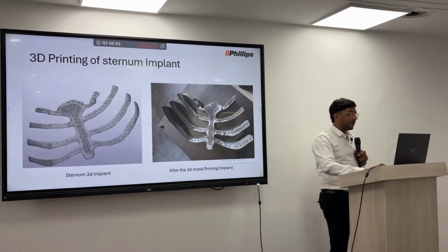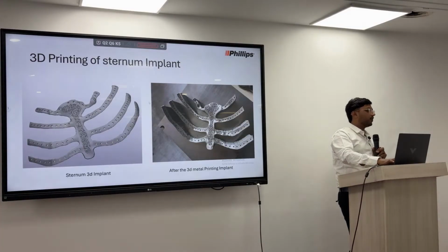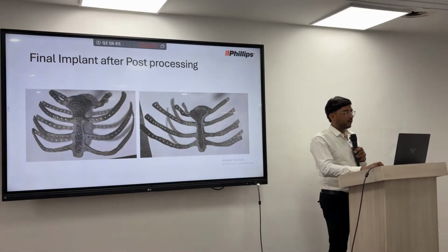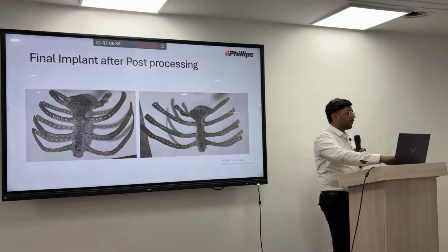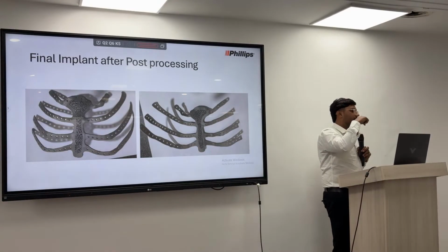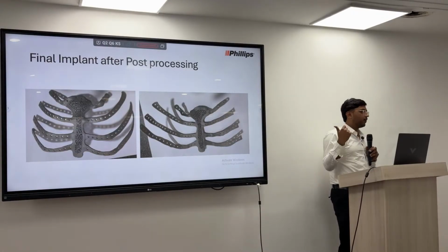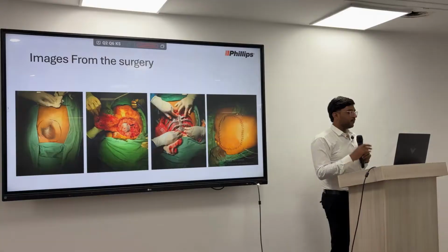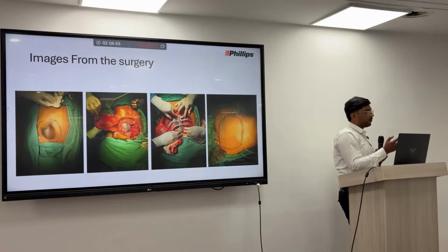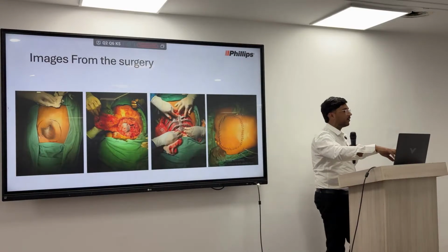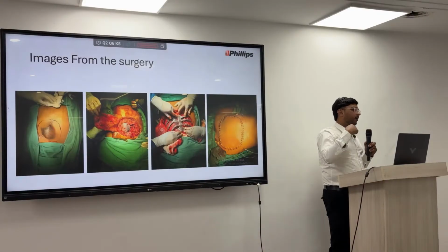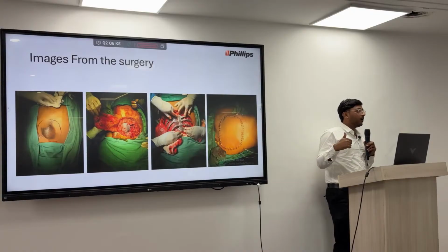So we printed that centrum implant. So you can see there's a lattice structure over there, with which we decreased the weight by 500 grams. After post processing, you can see that is the final implant. There are holes which we drilled for the ribs, and the fixtures will be created there. Okay, then you can see there is a complete tumor in the front of that area. So the doctors removed it, put that implant over there and stitched it. So you can see they completely drilled into the ribs and screwed it in for the long period of time.